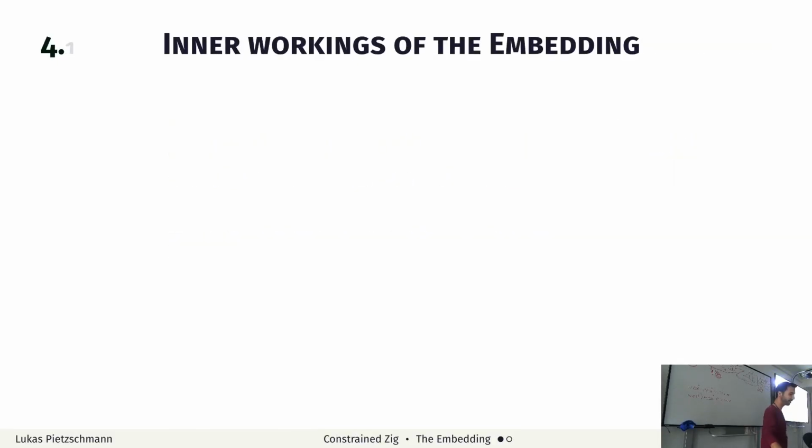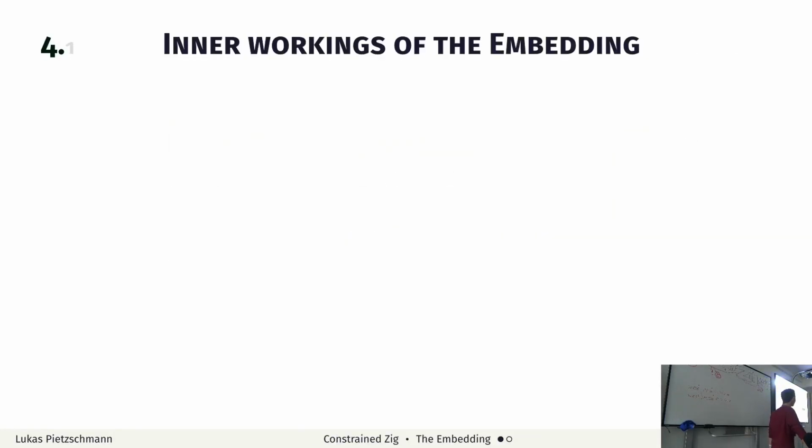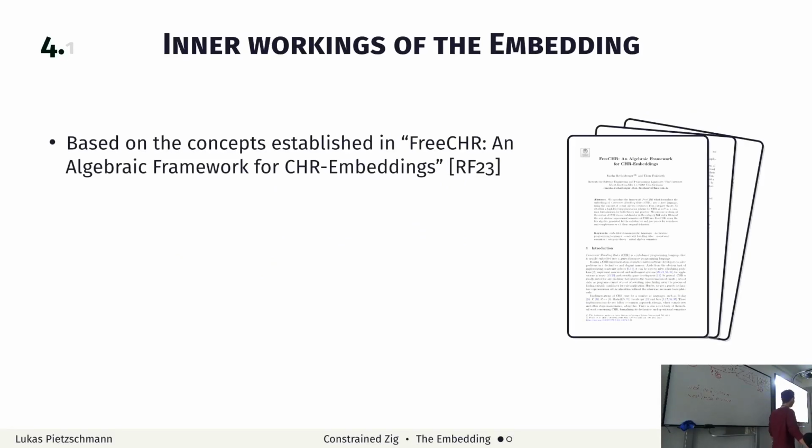Let's take a closer look, or a first look, at the embedding algorithm. So how do we get from this to a rule to executing it in Zig? Lucky for me, there's a paper called FreeCHR, which describes the process. This is also co-written by Professor Frübert and Sascha Rechenberger, who both work at Ulm University. And I pretty closely followed what was described there.